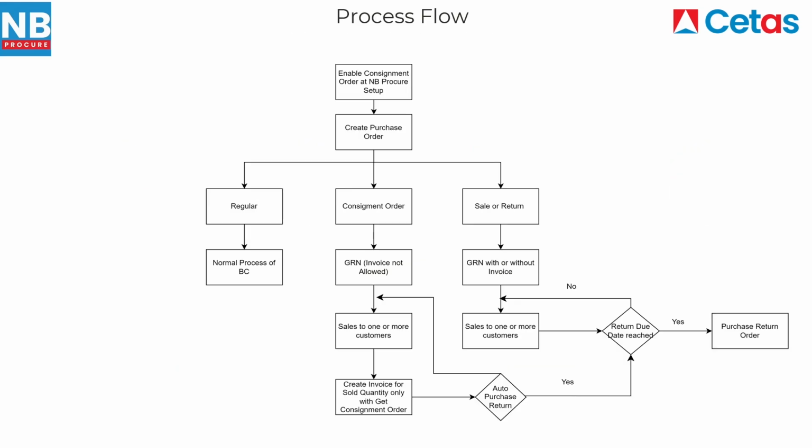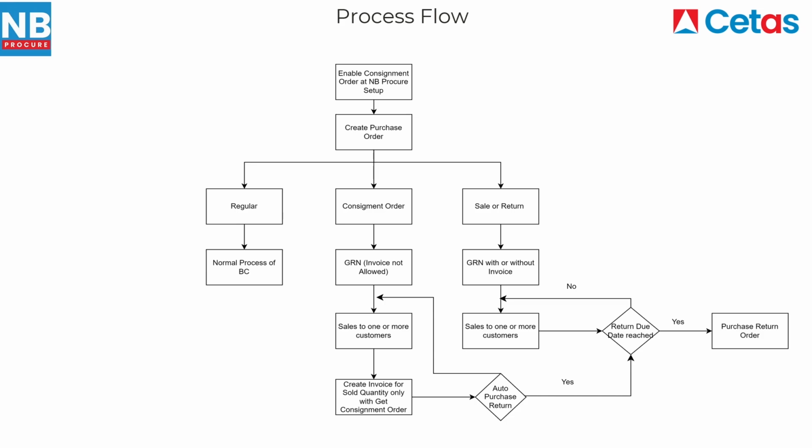Now let's look at the process flow within NB Procure as to how we are mapping this in our add-on. We have an NB Procure setup page where you have to enable the consignment order functionality. When you're creating a purchase order, there are typically three choices available. One is regular, the normal procure to pay process available in Business Central. The second is the consignment order, which we will be covering in this video. And the third possibility is the sale or return.